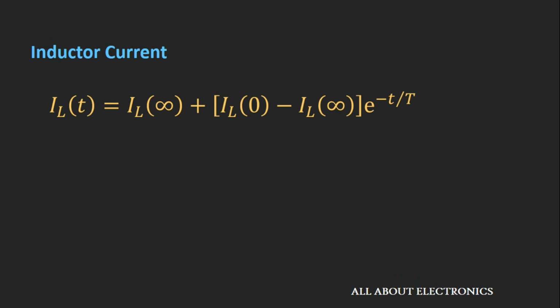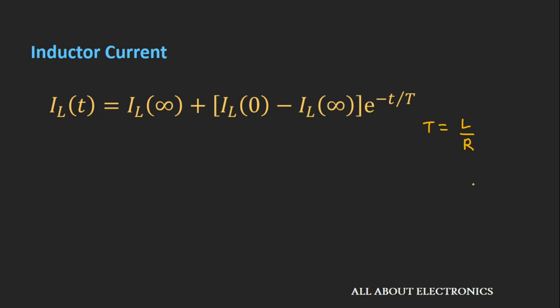So the inductor current can be given as IL(t) equal to IL(infinity) plus [IL(0) minus IL(infinity)] into e to the power minus t by T, where this capital T is nothing but the time constant of the circuit.